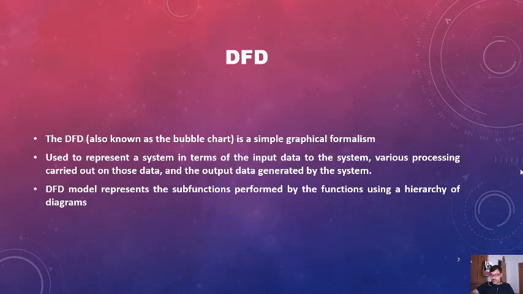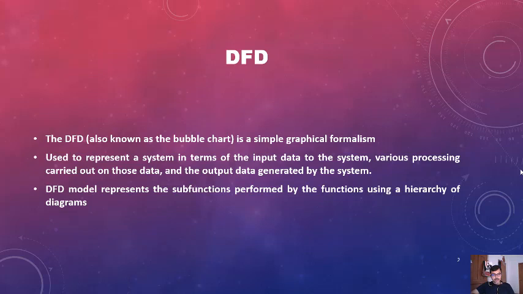Whatever data is available in your system, what should be the name of those data, and how this data is going from one process to another process. All these are described through this data flow diagram. It is also known as bubble chart, and a simple graphical formalism.